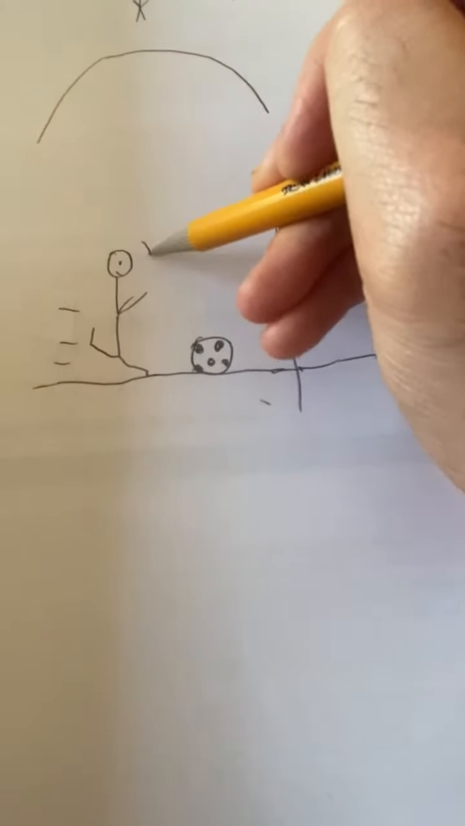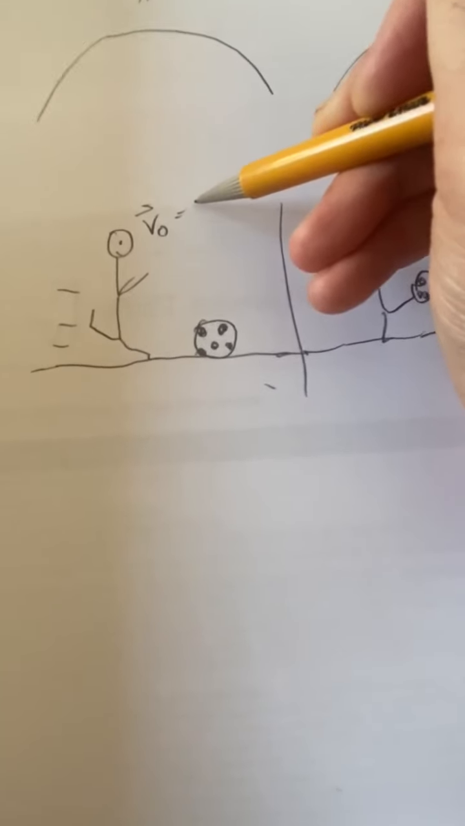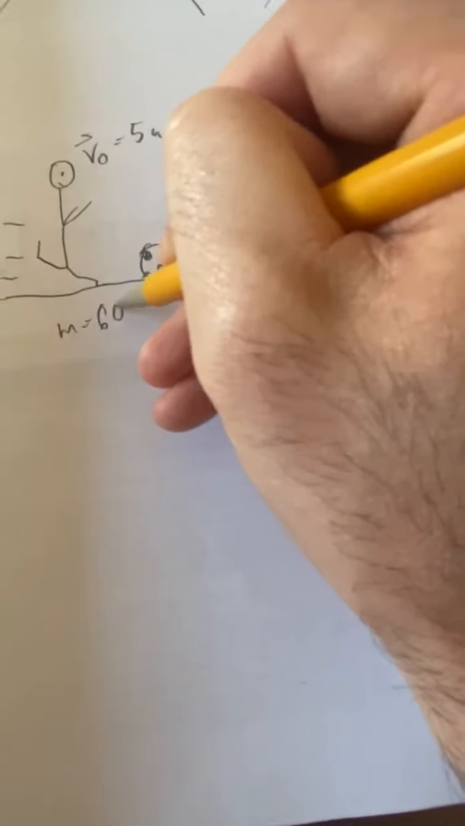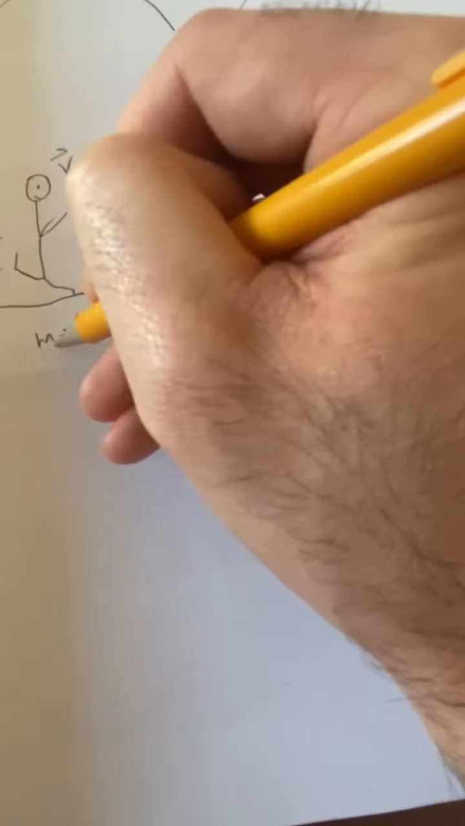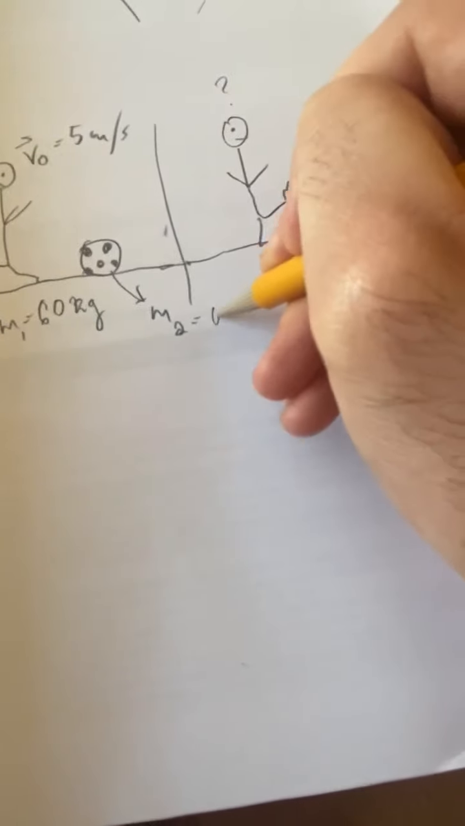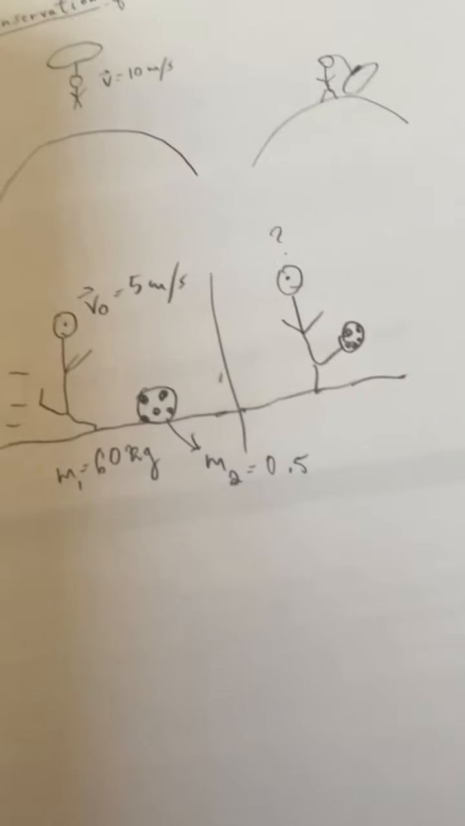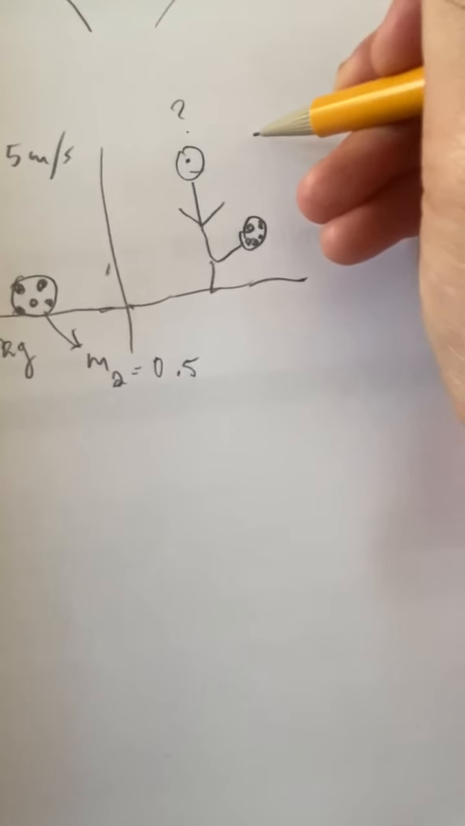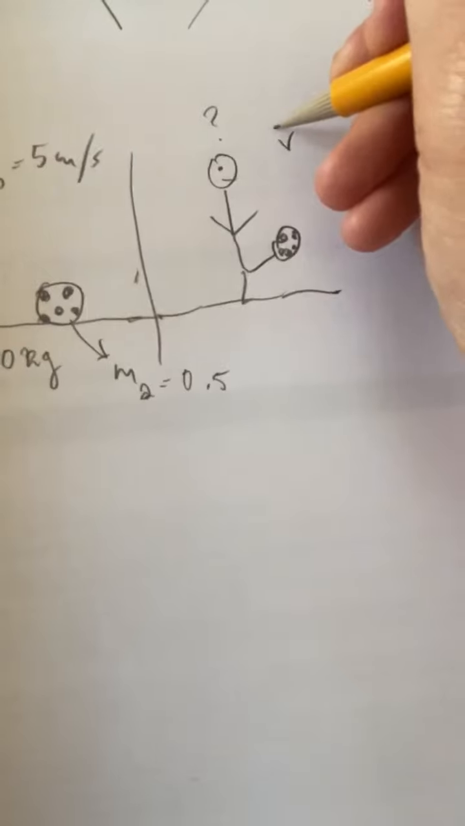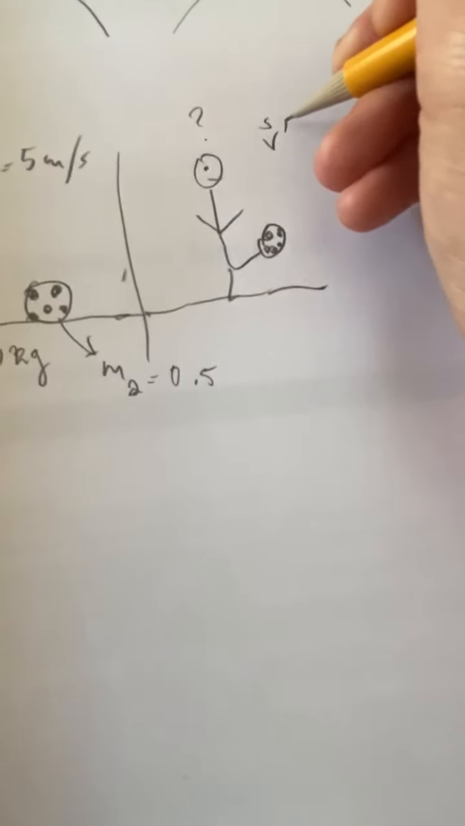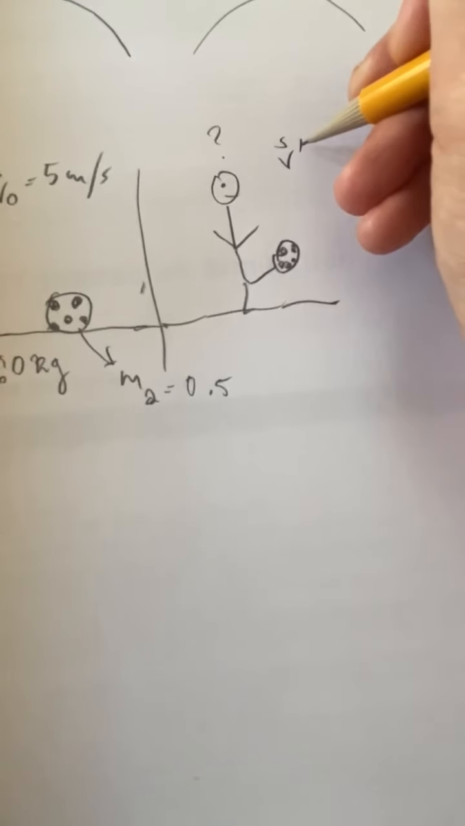So he has some initial velocity. Let's say he's running at 5 meters per second, and let's say that the mass of this soccer player is maybe 60 kilograms, and the mass of the ball, let's say it's half a kilogram, just for simplicity. So the soccer player is going to keep moving. It's going to have some new velocity. We'll call that v prime. This prime mark is used very often in momentum problems, so get used to that.